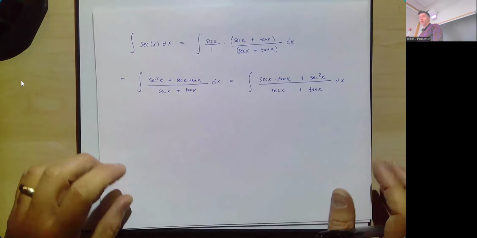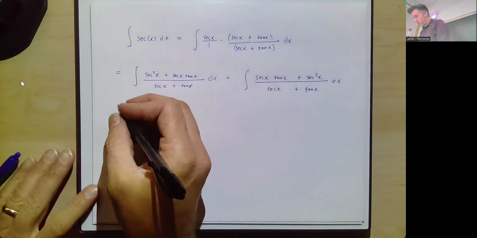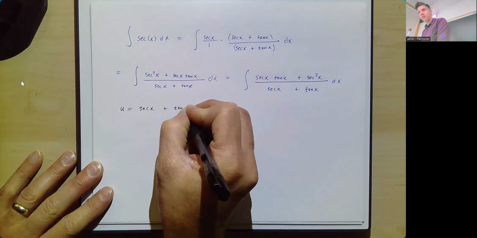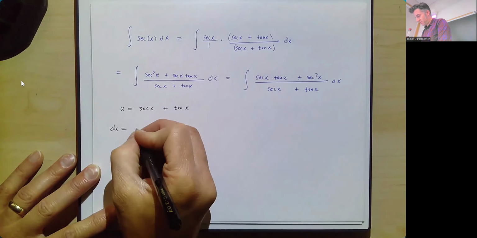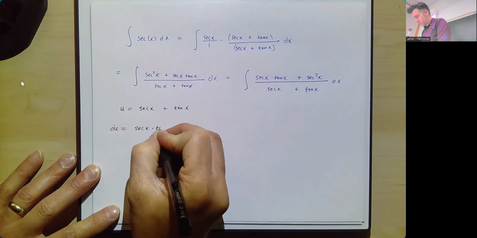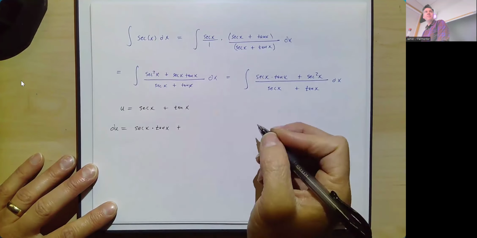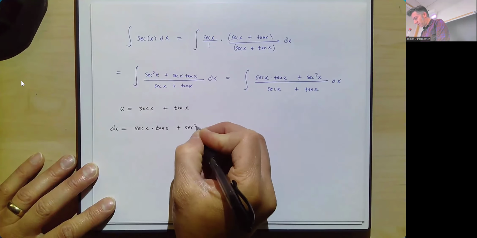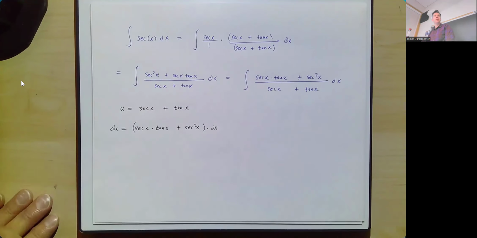Usually, if you don't have a good intuition about what to do, picking u to be within the denominator is a nice place to try. So if we pick u equal to secant of x plus tangent of x, what's the derivative of secant? It's secant of x times tangent of x. What's the derivative of tangent of x? Oh, look, our du is exactly the numerator. Secant x tangent x plus secant squared x.